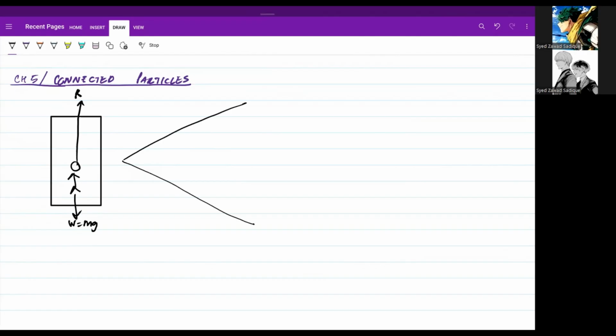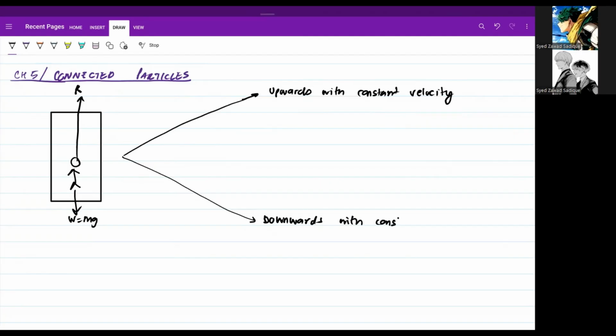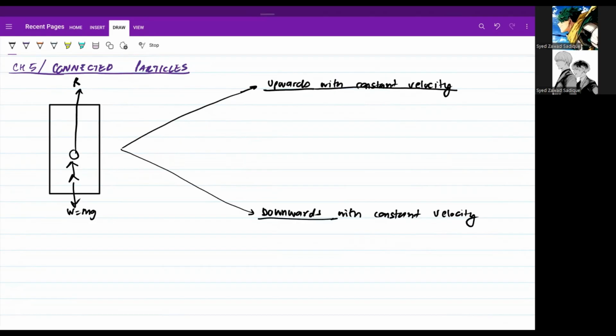It will either go upwards with constant velocity or downwards with constant velocity. Now think of this.